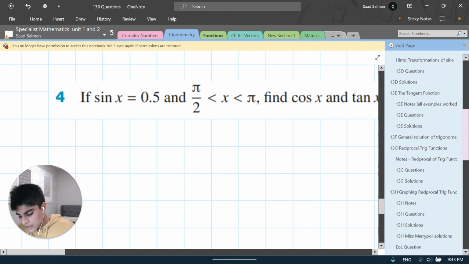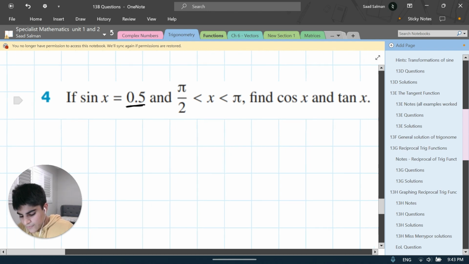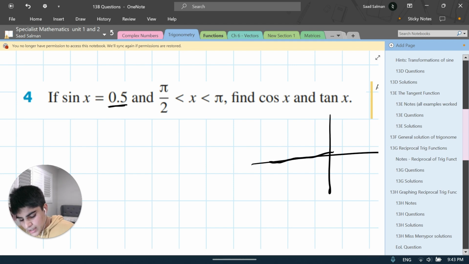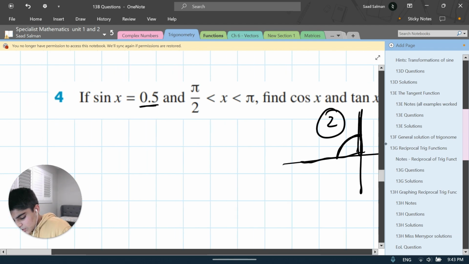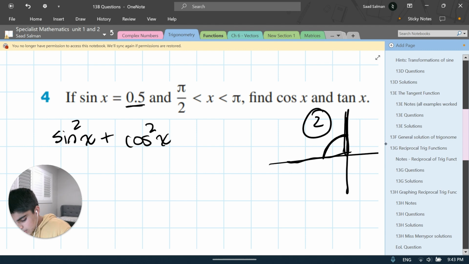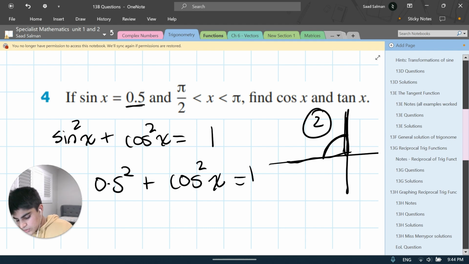Let's try this question out. If sine theta equals 0.5 and pi on 2 is less than x and x is less than pi. Okay, so we're trying to find an angle that is less than pi but greater than pi on 2, so it's in the second quadrant. Let's do the Pythagorean identity. I'll just remind you one more time: sine squared x plus cosine squared x equals 1. 0.5 squared plus cosine squared x equals 1.